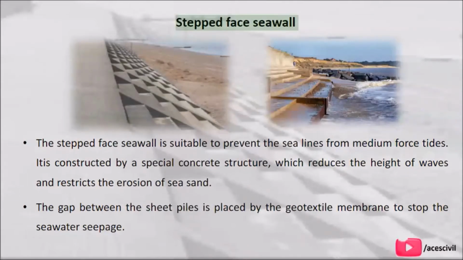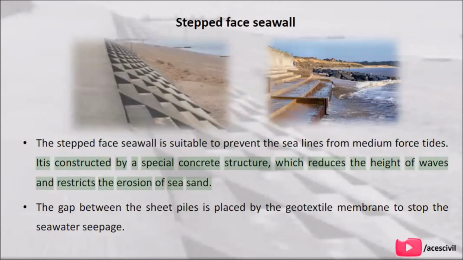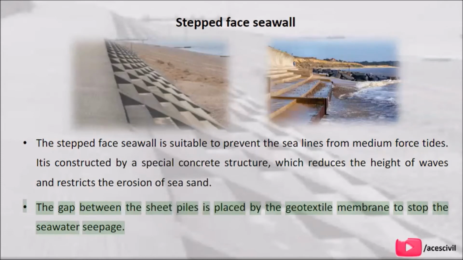Stepped face seawall. The stepped face seawall is suitable to protect the shoreline from medium-force tides. It is constructed with a special concrete structure, which reduces the height of waves and restricts the erosion of sea sand. The gap between the sheet piles is filled with a geotextile membrane to stop seawater seepage.